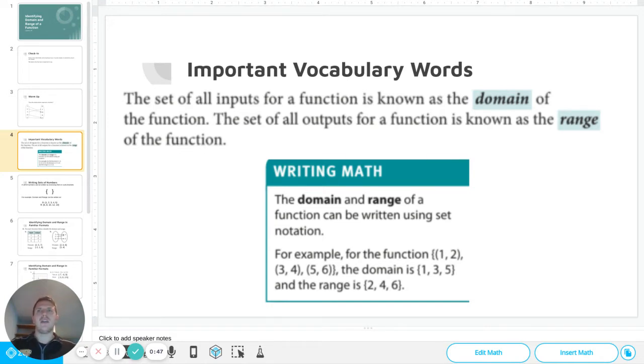So we put a number in, get a number out. That output value is part of your range, okay? When we write a set of numbers, we're going to talk about this a little bit more in depth. They can be written using set notation, which are these curly brackets right here. So if we're given a set of ordered pairs like this, the domain would be all my x values or the first values, so 1, 3, 5, and then the range would be 2, 4, 6 because those are all the second values, those y values.